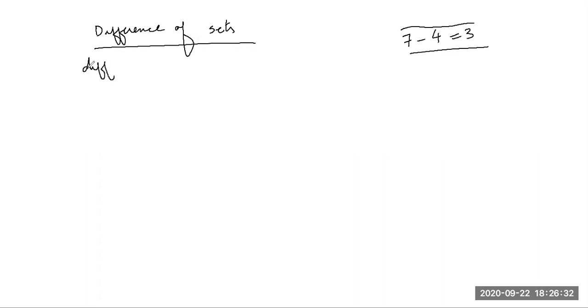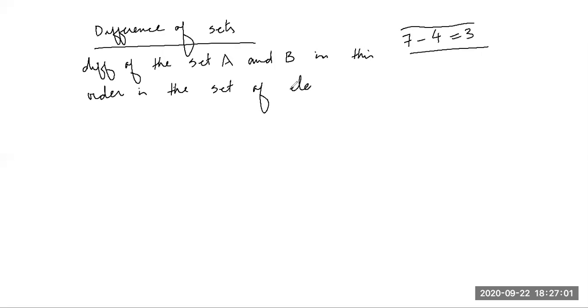So guys, the difference of the set A and set B, or simply A minus B, in this order, is the set of elements A minus B. Now I believe that A is bigger, intuitively I believe A is bigger and B is smaller. Maybe B has less number of elements and A has more. Then only this A minus B in case of sets is possible.